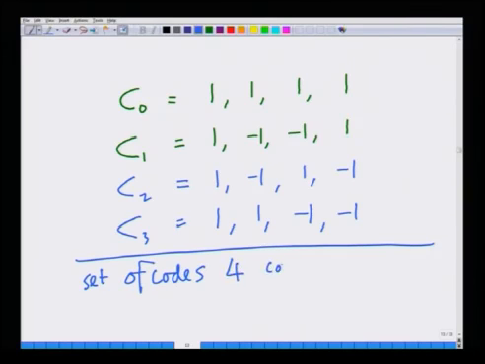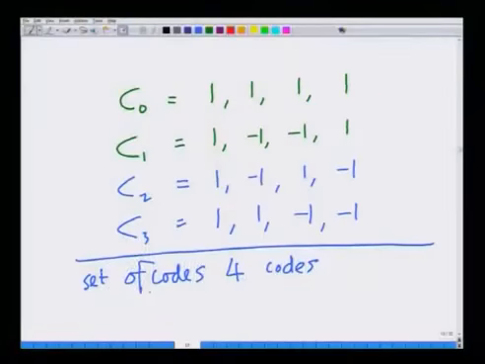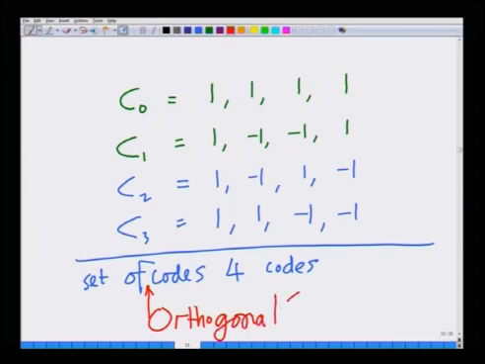Further, we also said the key property that these codes should have is orthogonality. To resolve the signals of each user, we need these codes to be orthogonal. Hence, these codes you can see are not only ordinary codes, but orthogonal spreading codes.